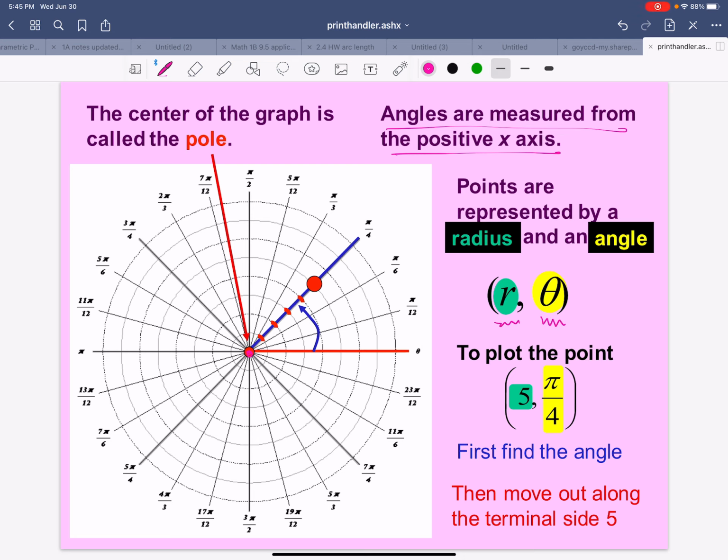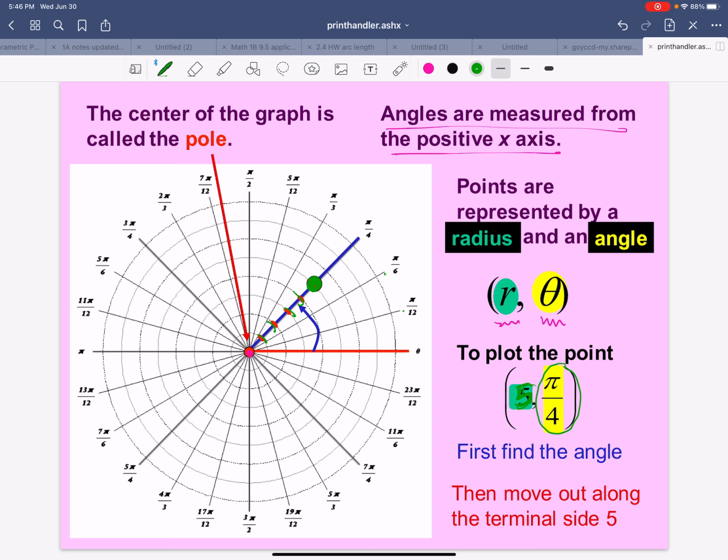To plot 5 and pi over 4, the first thing we are going to look for is the pi over 4 angle. So it's pi over 12, 2 pi over 12, 3 pi over 12, which is pi over 4. Once we find the pi over 4, we're going to go 5 in terms of the radius. So 1, 2, 3, 4, 5. And this is where my point will be located: 5 and pi over 4. First find the angle, then the radius.